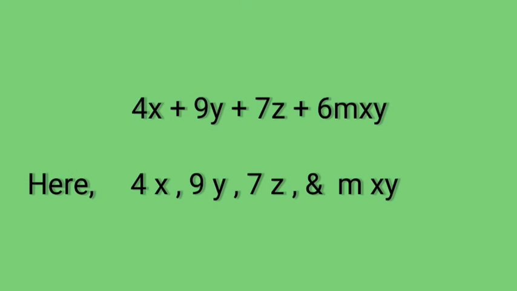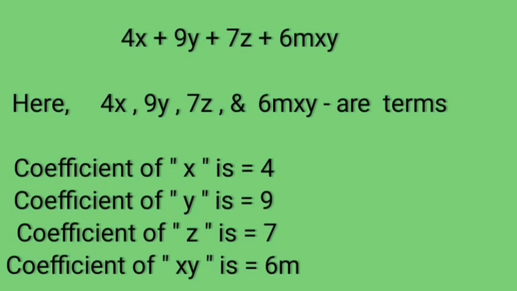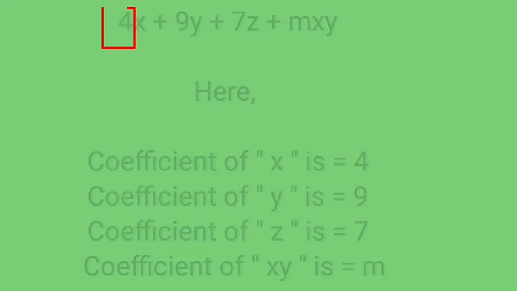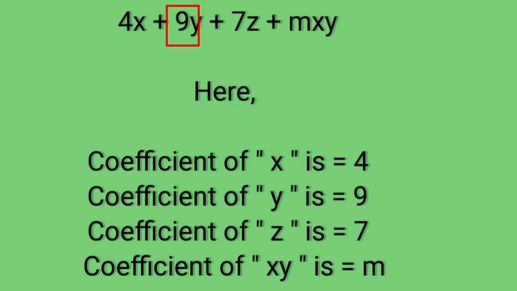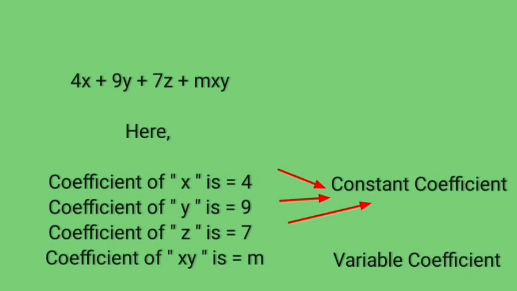Any part of a term that is multiplied by the variable of the term is called the coefficient of the remaining terms. To understand better, consider the expression 4x plus 9y plus 7z plus 6mxy. Here, 4x, 9y, 7z and 6mxy are terms. Coefficient of x is 4, coefficient of y is 9, coefficient of z is 7, coefficient of xy is 6m. Here 4, 9, 7 are constant coefficients. m is the variable coefficient.